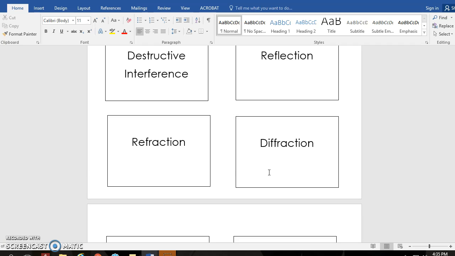Diffraction, we know that it bends as it goes out a doorway, so you could have drawn a doorway and the sound bending as it goes out the door, or even around the corner, and then it spreads out. So the reason why you can hear somebody yelling down the hallway is from the sound bending out the door and then spreading out as it goes down the hall.